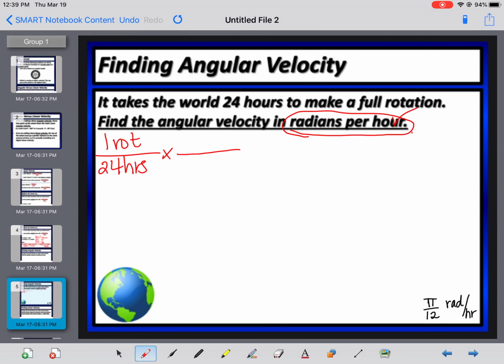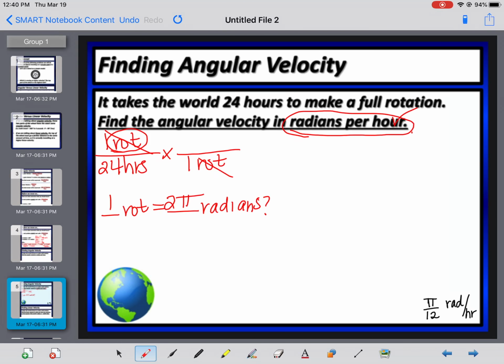Now I'm going to have to multiply by an equivalent that's going to allow me to cancel out my rotations, to turn my rotations into radians. So how many rotations equal how many radians? That's what I'm trying to ask myself. One rotation is 2 pi radians. So I'm going to use that equivalent to multiply by here. Now I want to set this up in such a way that my units are going to cancel. I'm trying to cancel out rotations, so if rotations is on the top, I'm going to have to put it on the bottom here so that these will cross cancel.